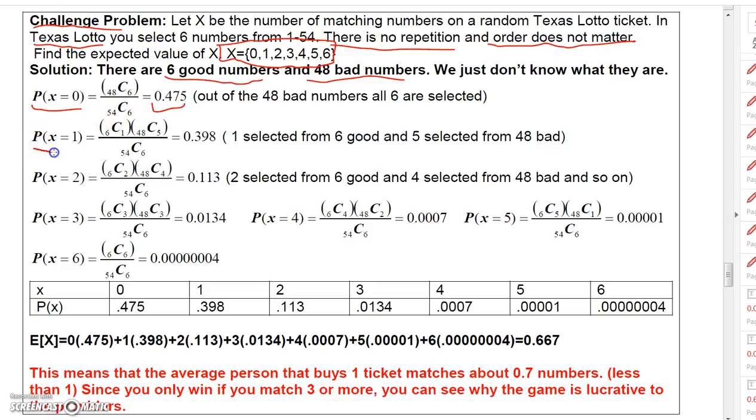And the probability of matching 1 would be 6 choose 1 times 48 choose 5. So that would be 1 good number and 5 bad numbers. So that's 0.398. Now you can read the rest of the calculations. Like here it's 6 choose 2 times 48 choose 4 for 2 good numbers. And the rest of the calculations, you can freeze the video if you want to, and then you can read the rest of these calculations that I've got here.